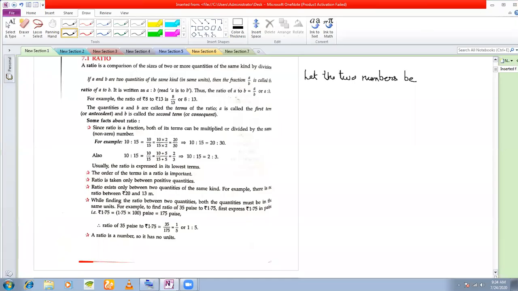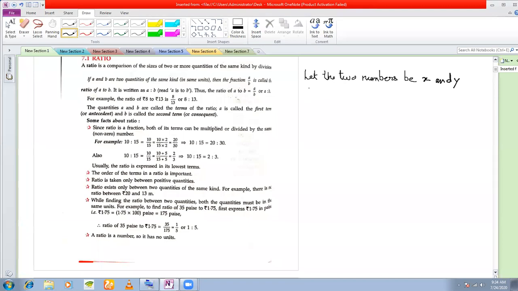Okay, the question was: find two numbers such that the mean proportional between them is 28 and the third proportional between them is 224. So I say let the two numbers be x and y.